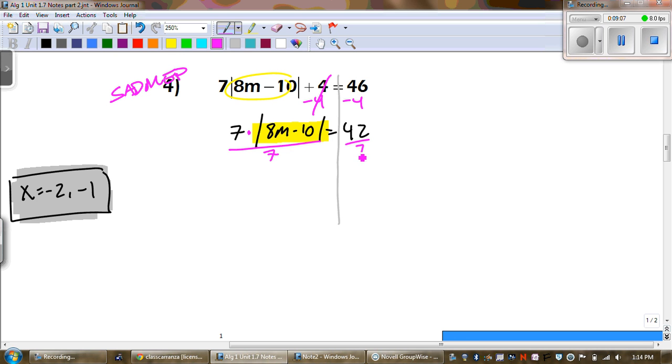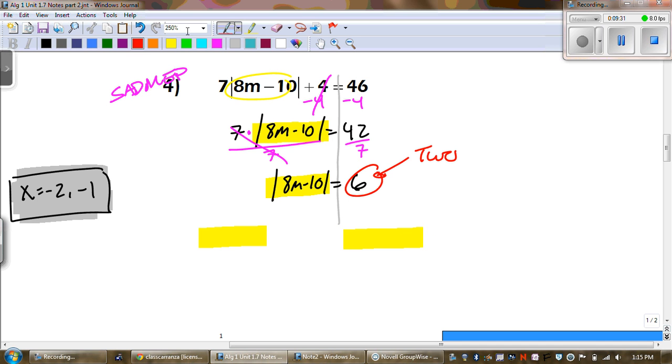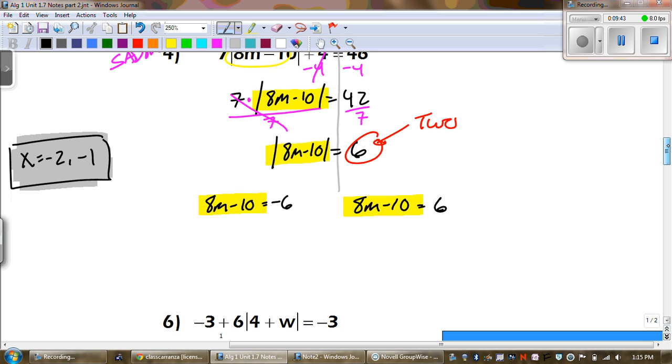Now if you guys want a highlighter, highlight the absolute value so you know when it's exactly by itself. Do that. I've been giving you an example of how to do it this entire time. 42 divided by 7 is 6. Looking at our answer right there, it's positive, so we're going to have two answers. 8m minus 10 equals negative 6. 8m minus 10 equals a positive 6.